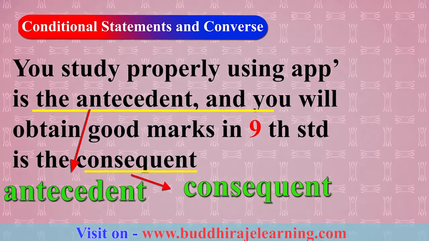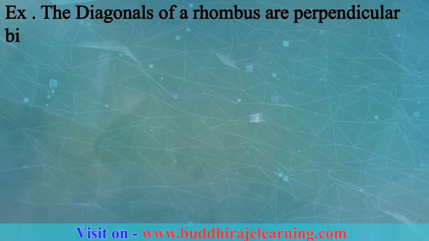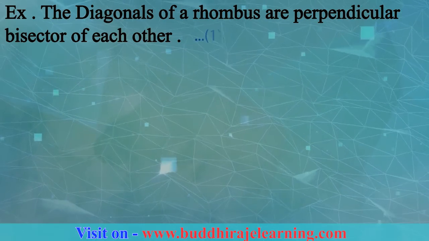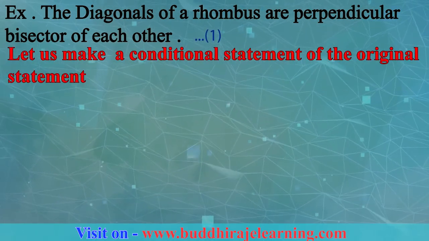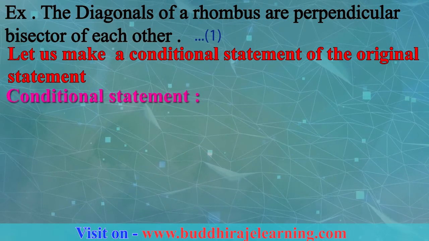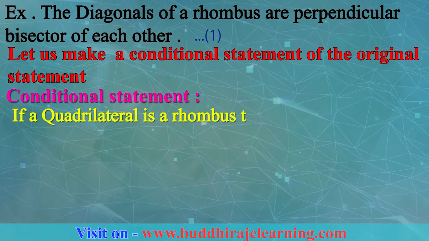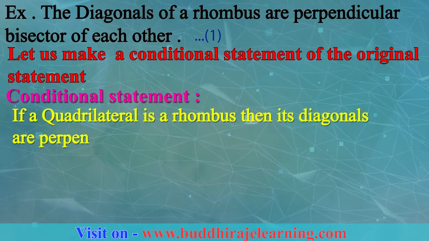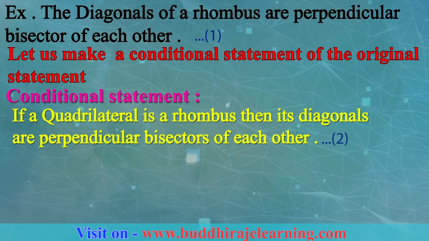Now students, let us see the example. The diagonals of a rhombus are perpendicular bisectors of each other. Number 1, let us make a conditional statement of the original statement. Conditional statement: if a quadrilateral is a rhombus, then its diagonals are perpendicular bisectors of each other. Let us assume this as statement 1.